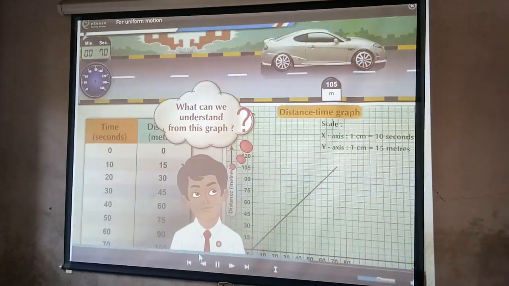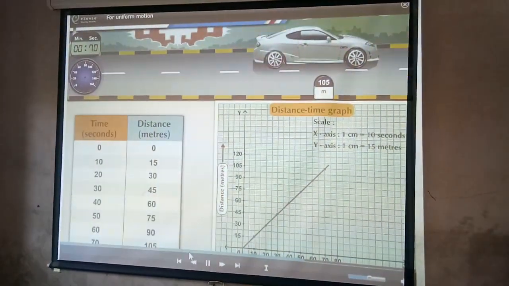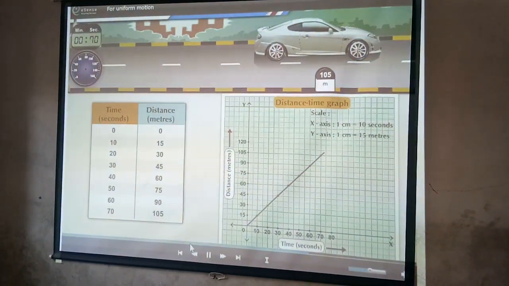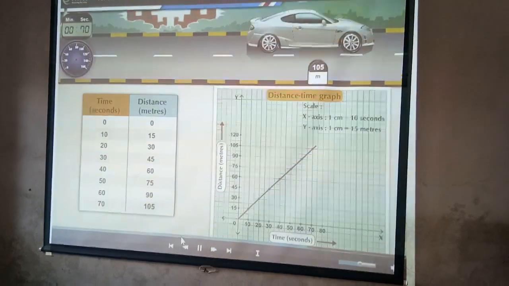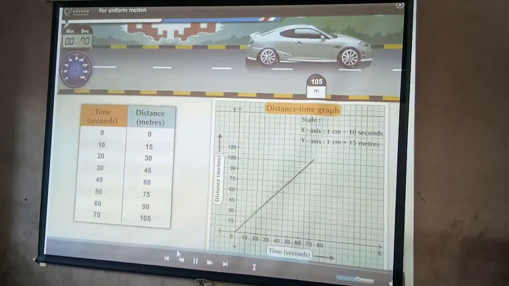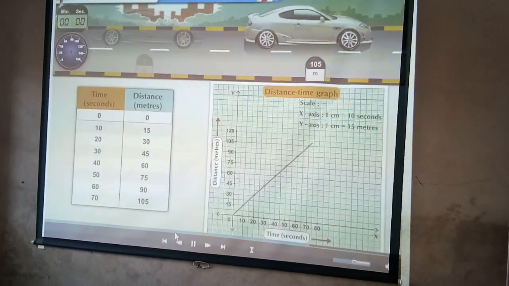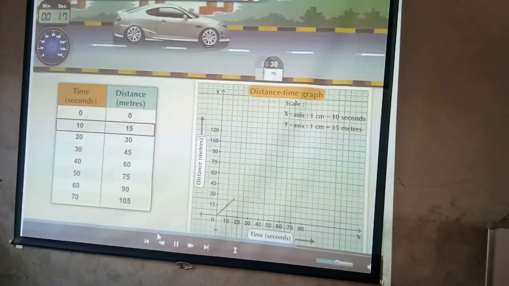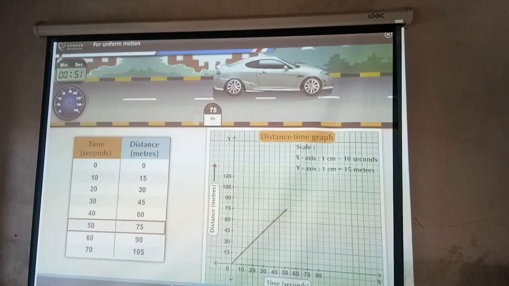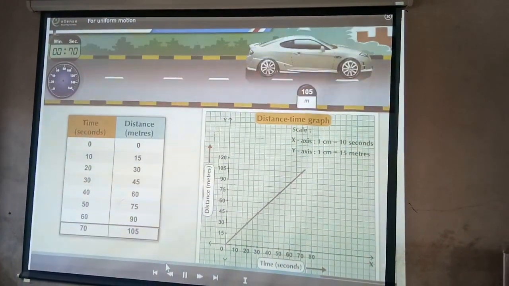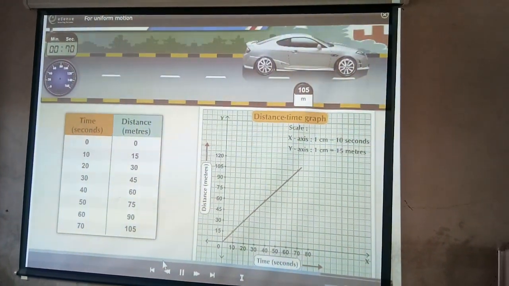What can we understand from this graph? Since the distance-time graph is a straight line, it is clear that there is a direct proportionality between distance and time. The straight line in the distance-time graph shows that an object covers equal distances in equal intervals of time in case of uniform motion.